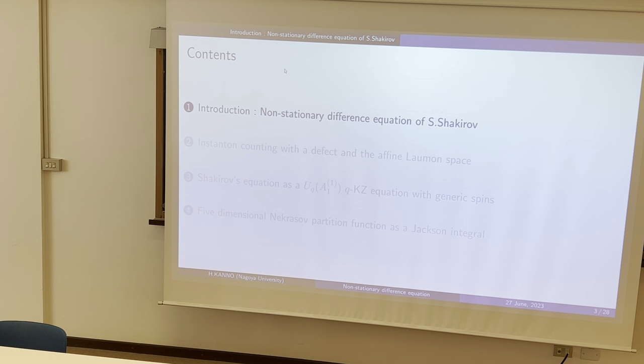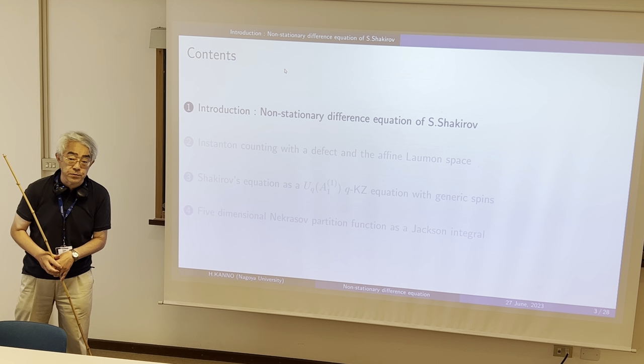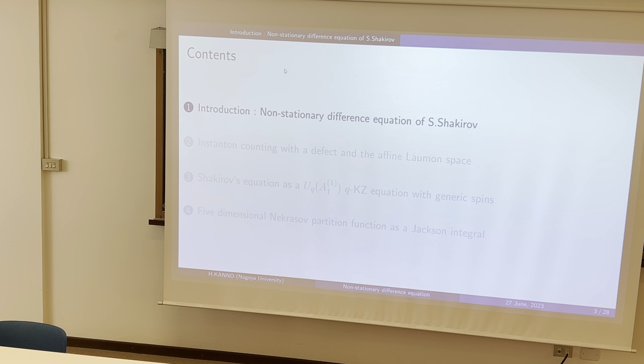So let me first introduce Shakirov's non-stationary difference equation. He proposed it as something like a generalization of the BPZ equation for conformal block, and as I showed in my title, I'm going to five-dimensional gauge theory, so that according to AGT, it corresponds to the conformal block of the q-Virasoro algebra. So he proposed some BPZ-like equation for the conformal block of the q-Virasoro algebra.